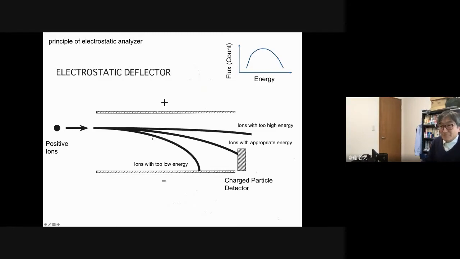So this is the simplest electrostatic deflector. But actually, this cannot be used in space, because usually the detector that detects ions or electrons is also sensitive to solar photons. In space, solar light illuminates the instruments, and the number of photons at Earth's orbit is about 10 to the 12th per square centimeter per second. That's too much, so we cannot use this simplest electrostatic deflector in space.